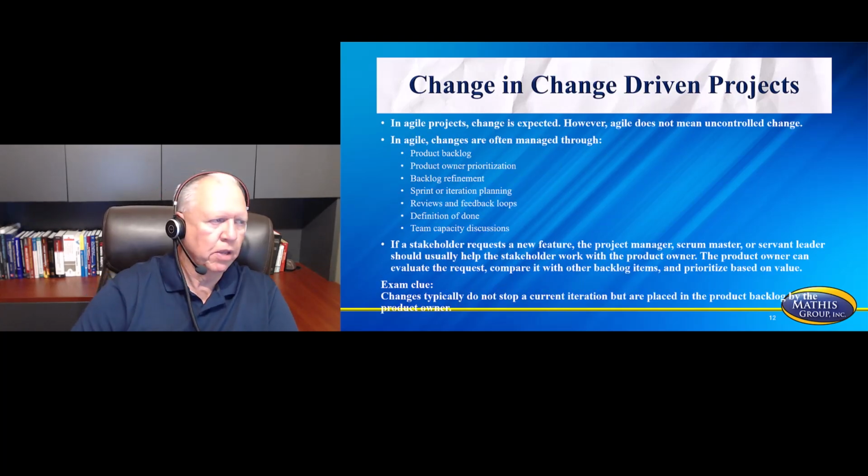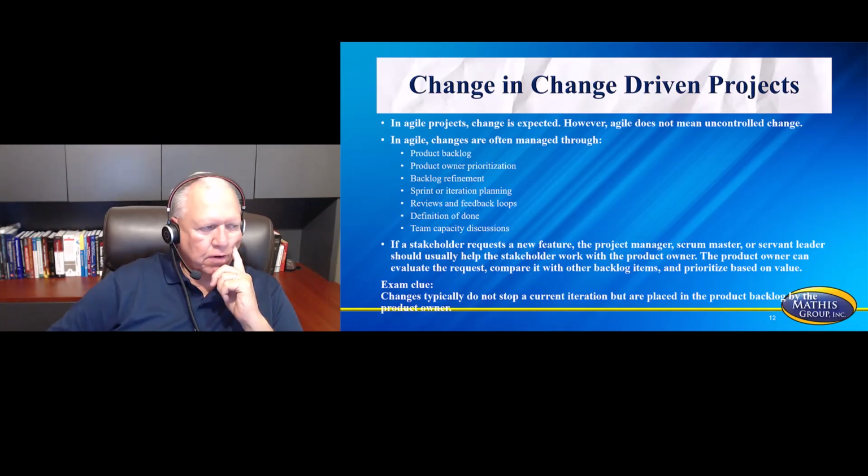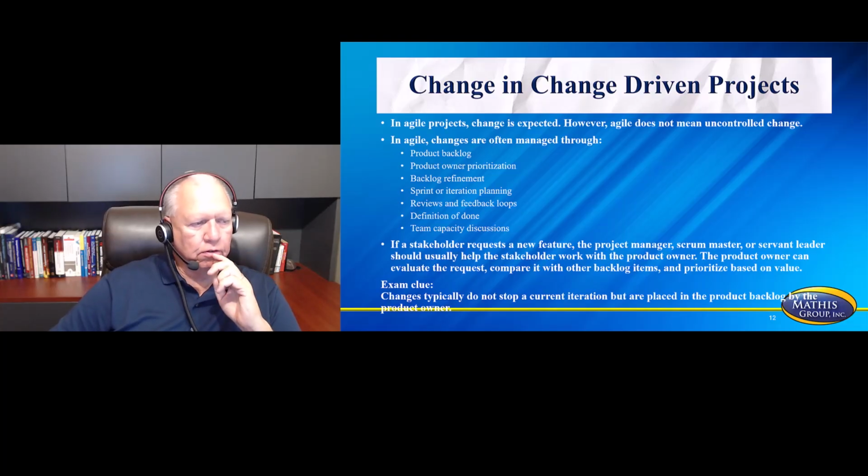Change in change-driven projects. In Agile projects, change is expected. However, Agile does not mean uncontrolled change. In Agile, changes are often managed through the product backlog, the product owner's prioritization, backlog refinement, sprint or iteration planning, reviews and feedback loops, definition of done, and team capacity discussions. If a stakeholder requests a new feature, the project manager, scrum master, or servant leader should usually help the stakeholder work with the product owner. The product owner can evaluate the request, compare it with the backlog items, and prioritize it based on value.